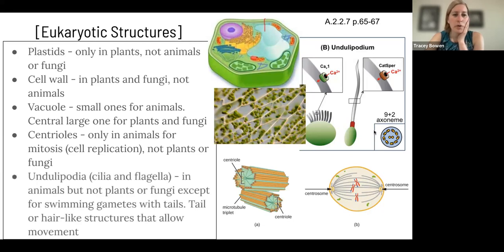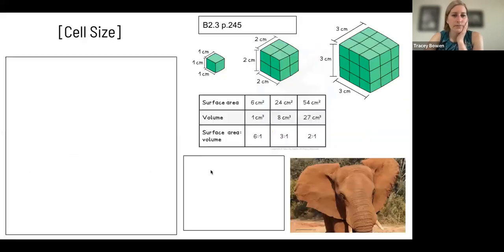And undulipodia, so that would be cilia or flagella. These little hairs here are cilia, and then flagella is this tail. These occur in animals, but not plants or fungi, except in some cases the reproductive cells, called gametes, of plants or fungi, which will have some undulipodia. These tail or hair-like structures allow movement of these cells.